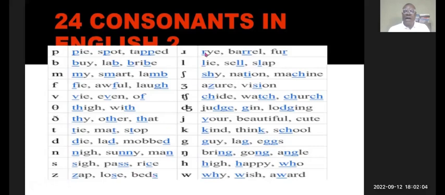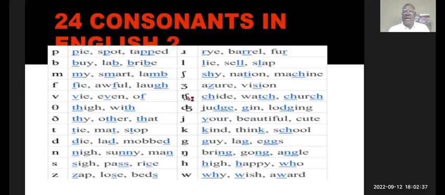R: rye, bar, far. L: lie, sell, slap. Or sh: shy, nation, machine. And the zh sound: azure, vision.